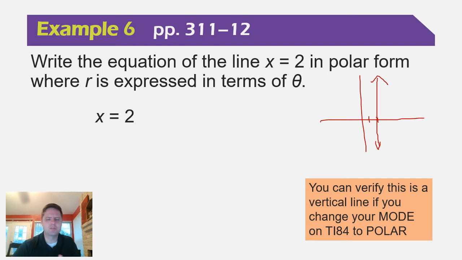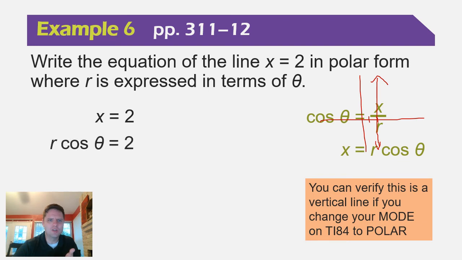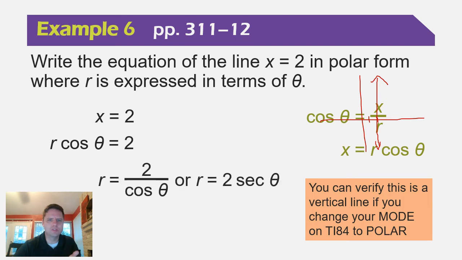Let's look at the several equations that we had on the previous slide and think through which one we want to use here. We have x equals 2. Well, we have cosine theta equals x over r, or x equals r cosine theta, right? So wherever we see an x, we can just write r cosine theta. So r cosine theta equals 2. And now we just solve for r. R equals 2 over cosine theta, and remember, 1 over cosine is the same as secant. So we could rewrite this as r equals 2 secant theta.